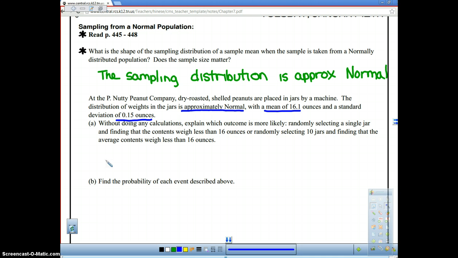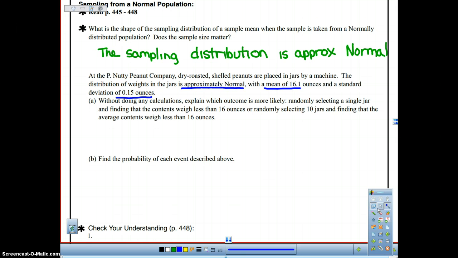Okay, if I'm just taking one jar, it has the possibility of being any jar in the population. However, if I'm taking 10 jars and I'm finding the averages, those averages are going to be much less variable than just individual measurements. So what's going to happen is that my jars here are more likely to be closer to the mean, which means the average of the 10 jars is less likely to weigh less than 16 ounces. So let's look at these actual situations and find the probability to prove our point.